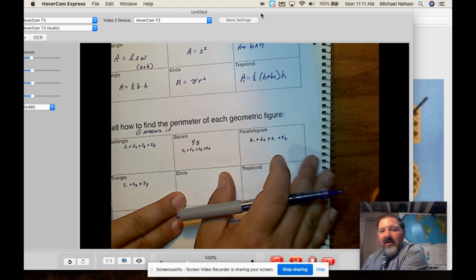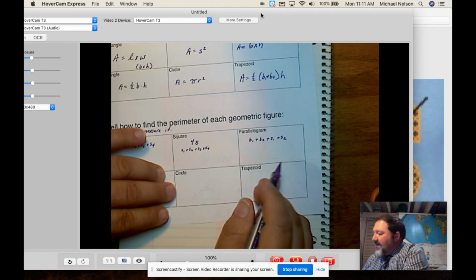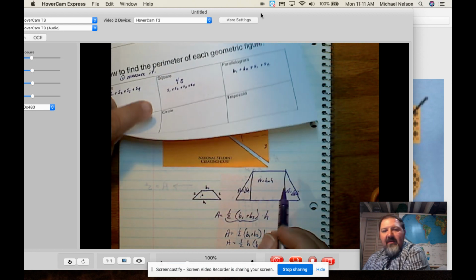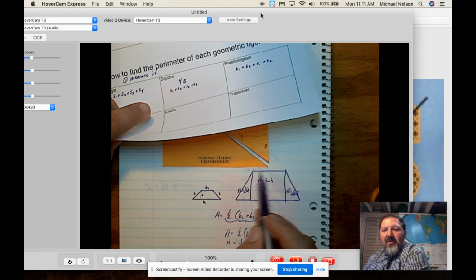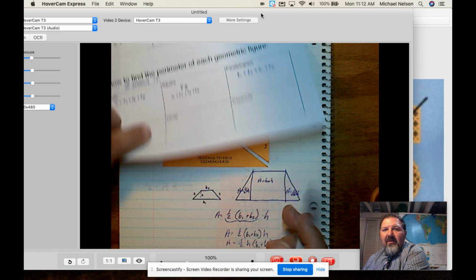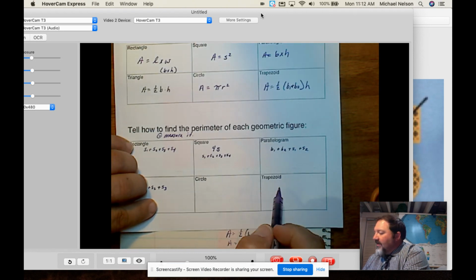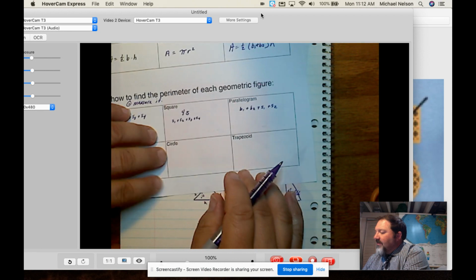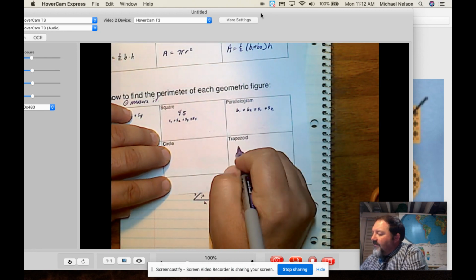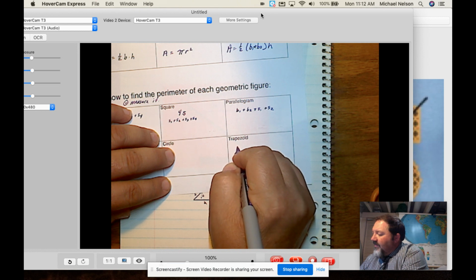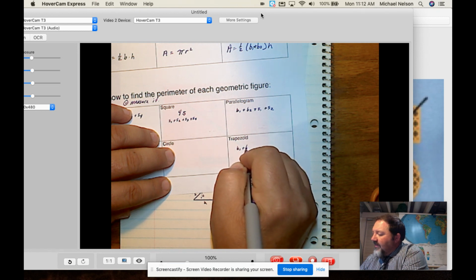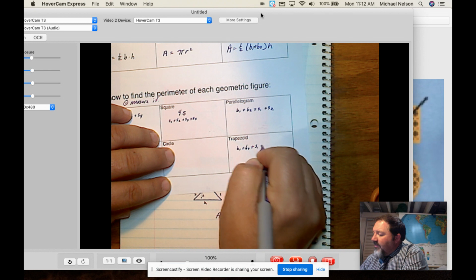Okay, and then a trapezoid is, again, a four-sided figure, and you would just add up base 1, base 2, and the different sides. Parallelograms and trapezoids are similarly related. So especially when you do the perimeter formula, so base 1 plus base 2 plus side 1 plus side 2.